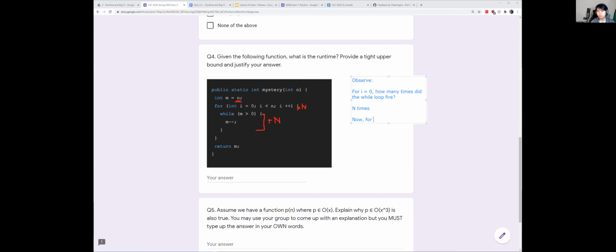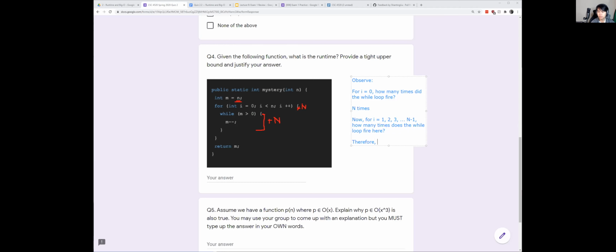Now, for i is equal to 1, 2, 3, all the way up to n minus 1, how many times does the while loop fire here? 0, right? Because m is already set to 0 by the time we get to the second iteration of the for loop. And therefore, all of the subsequent iterations of the for loop will cause the while loop to not fire at all, because m is equal to 0, so we never get into the while loop.